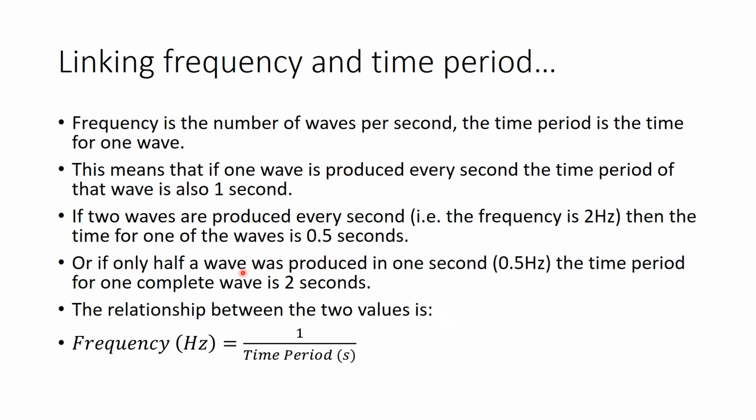Or if only half a wave was produced in 1 second, so if we had a frequency of half a hertz, the time period for one complete wave is 2 seconds. So if you can make half a wave in 1 second, you can make a whole wave in 2 seconds. So the relationship between the two values is that the frequency is equal to the inverse of the time period, or 1 divided by the time period.